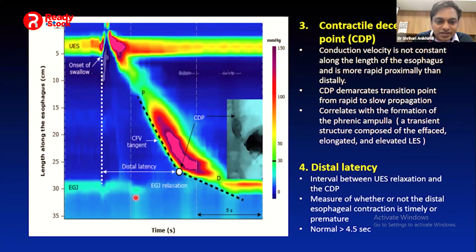So distal latency is basically the interval between the upper sphincter relaxation and the contractile deceleration point. Okay, so the normal distal latency should be more than 4.5 seconds. That means the esophageal peristalsis has to go down after 4.5 seconds of the initiation of the swallow.